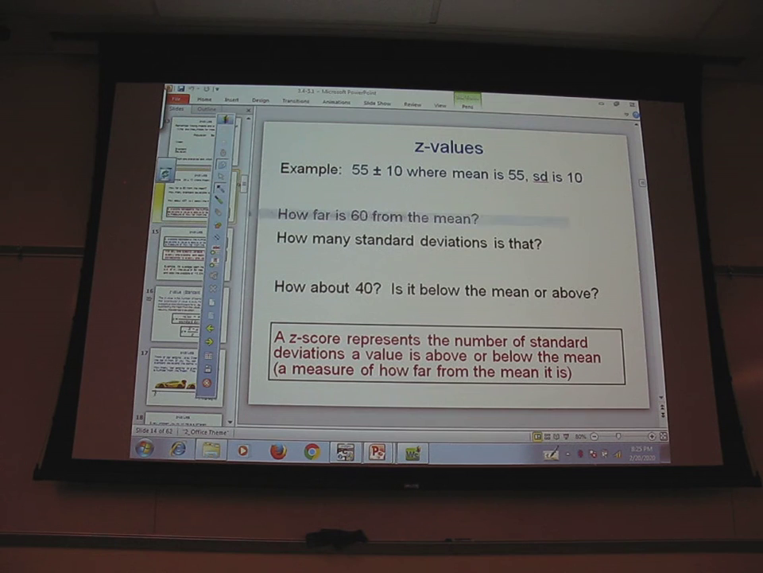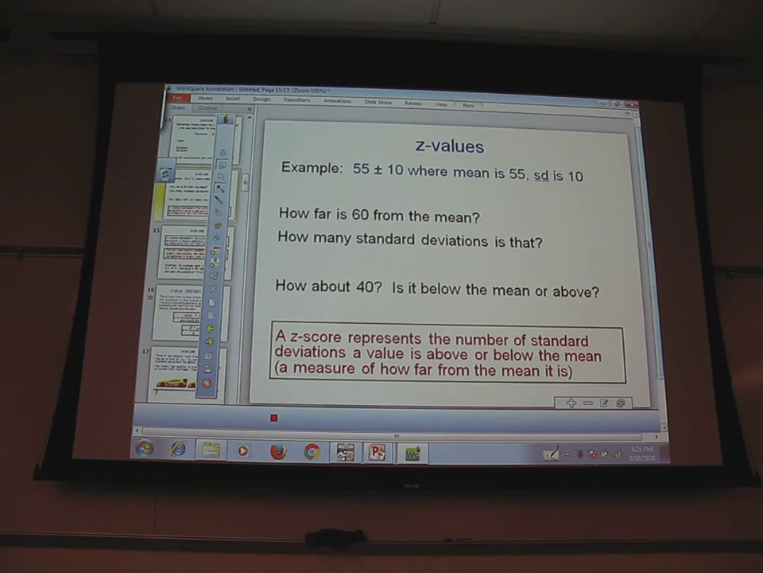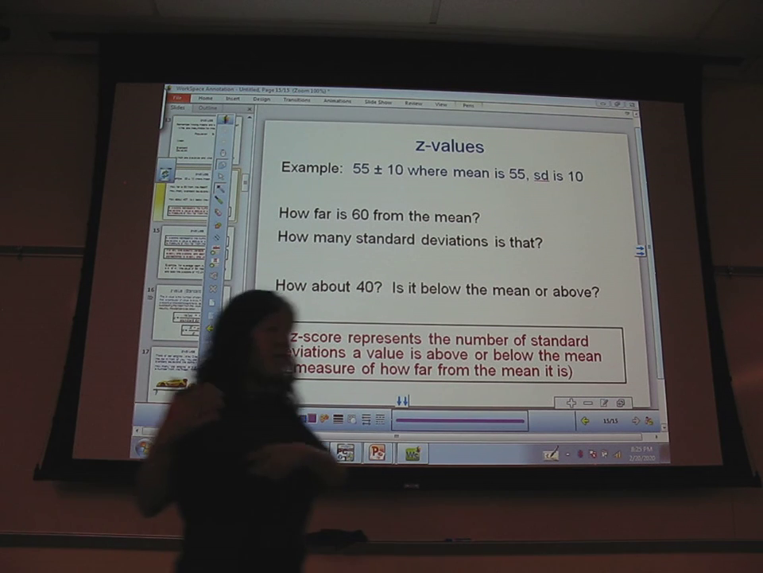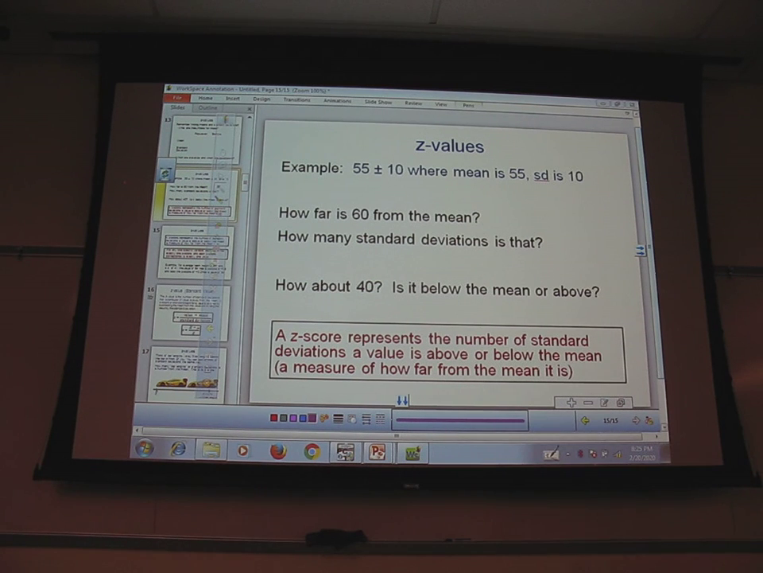Okay. Z-values. So a Z-value or Z-score is where you find out how far a value you're interested in is from the mean. If it's above the mean, it's positive. If it's below the mean, it's negative. And then you take that difference and you divide by a standard deviation to figure out how many standard deviations it is. Because the Z-score represents the number of standard deviations a value is above or below the mean.